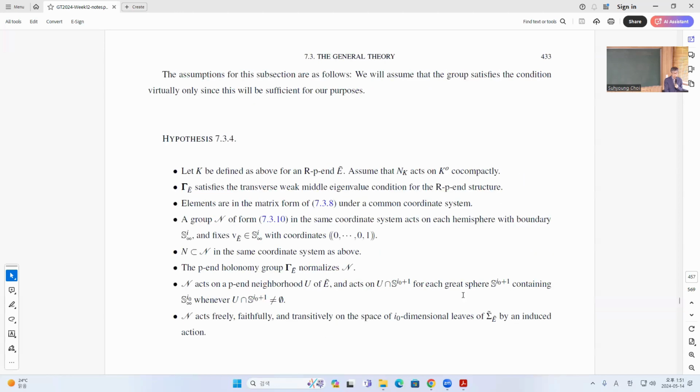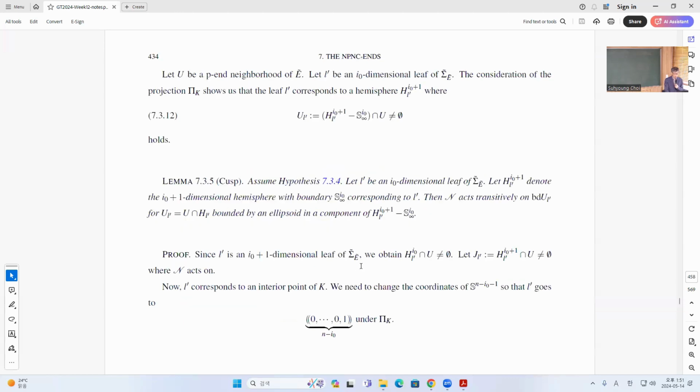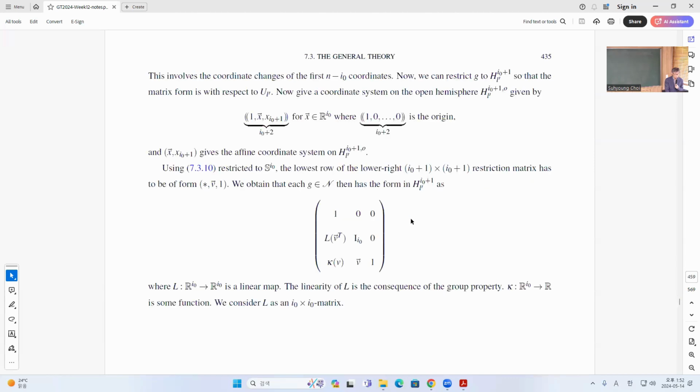So of course I will later have to prove that this kind of thing exists up to some finite index subgroup and that kind of thing, right? And so if you look at the intersection of each of these neighborhoods with each leaf, then this will act transitively. Because this acts transitively, it has to be an ellipse. Okay, so those are the things.